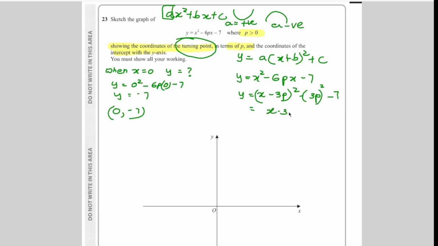x minus 3p, the whole thing squared. Once you simplify this, it is minus 9p squared minus 7. You can't simplify further. This is the complete the square format. Once you get it, it gives you a hint of the turning point coordinate.